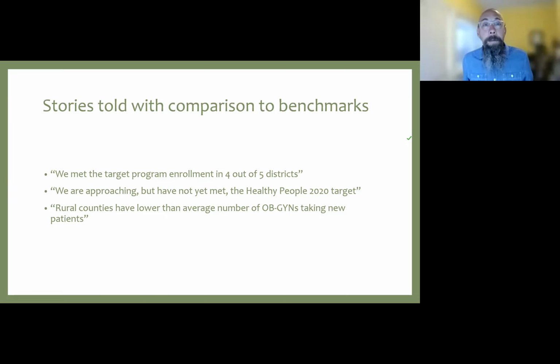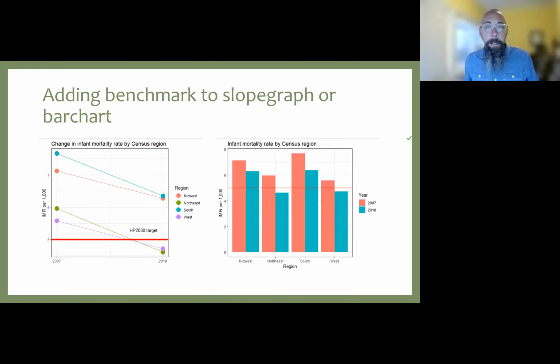They're just basically taking graphs you already have and giving some reference that usually involves a visual, like a line, and then some text that defines what that line is. So here is just adding benchmarks to a slope graph or to a bar chart. In this case, the Healthy People 2030 target is 5 deaths per 1,000. Basically nobody was there in 2007, but it looks like on average, the Northeast and the West are below the 2030 target in 2018. And then here's the same information portrayed in a bar chart.